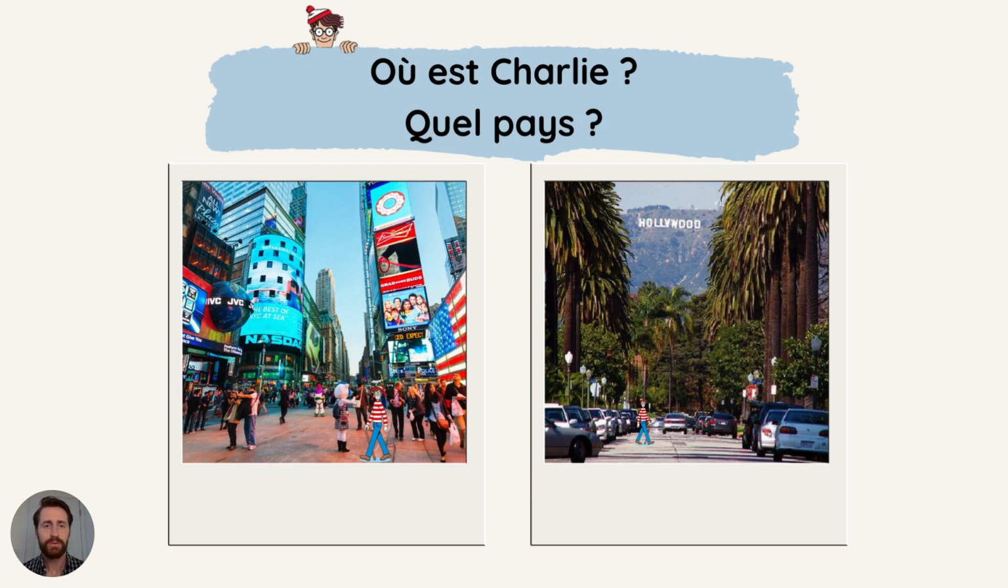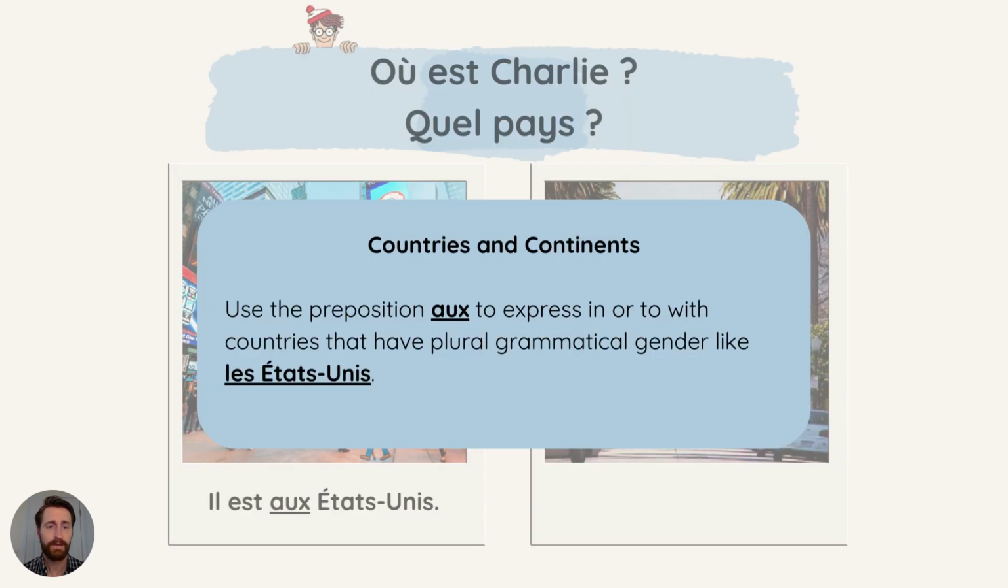Ok, ensuite, où est Charlie? Quel pays? Il est aux États-Unis. So here, this one's a little bit different. It's also a country, but we'll use the preposition au, A-U-X, to express in or to with countries that have plural grammatical gender like les États-Unis.